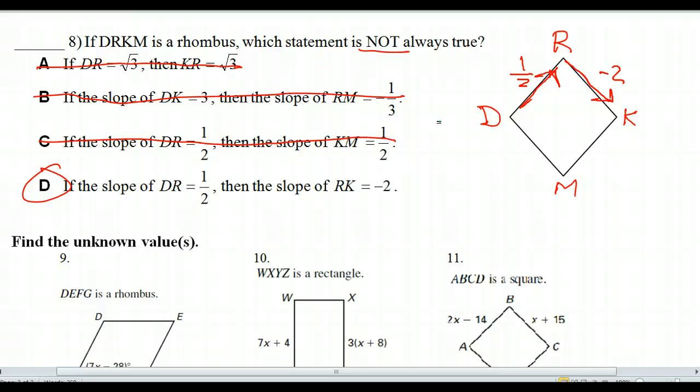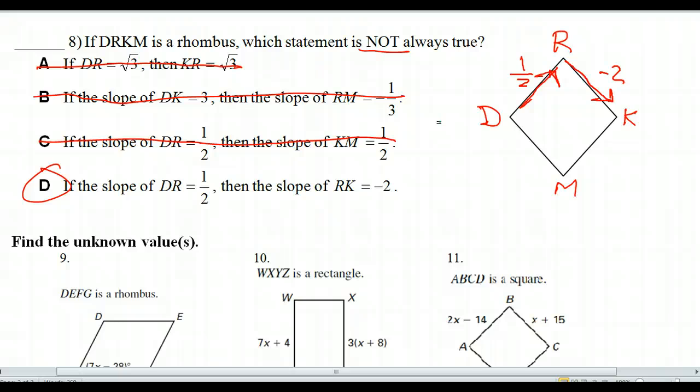What does it mean if the slopes are like 1/2 and -2? How do they look? Perpendicular. These slopes are opposite and reciprocal. That means they're perpendicular. Does a rhombus always have to have corners that are perpendicular? Do these angles always have to be 90 degrees? No, not for a rhombus. Only if it was a square.